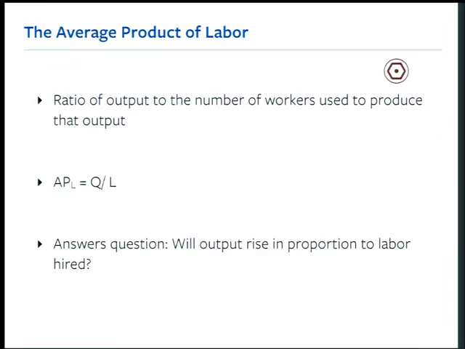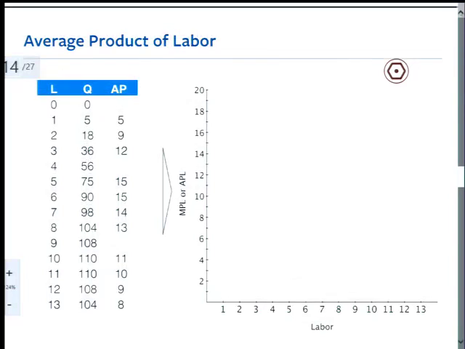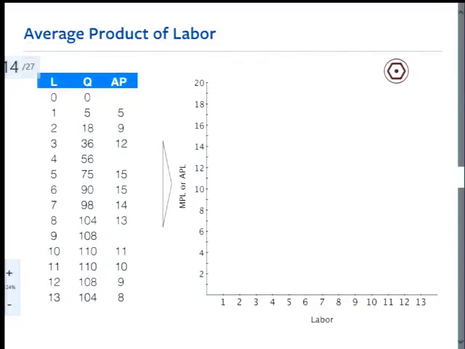So the answer to the question, will output rise in proportion to the labor hired? That's what average product answers. Turns out, as we'll see, it is not a very, very useful concept. Can we draw it? Yes, we can. And the fact that I'm sitting down and drawing these and it's somewhat tedious, it's intentional, because I'm going to show you a quick way to do this, and then you'll be like, wow, Max is like the Michelangelo of economics. Not anywhere near, all right?